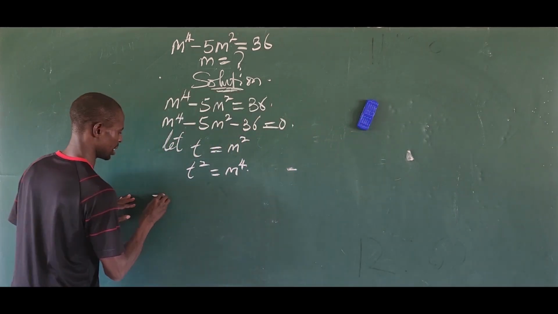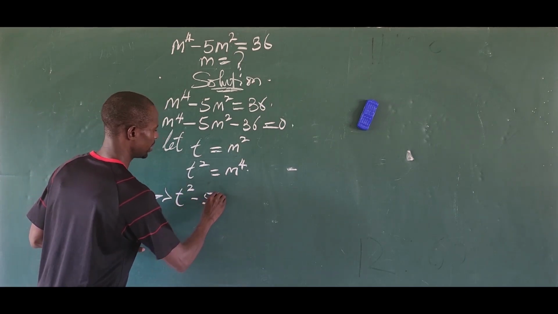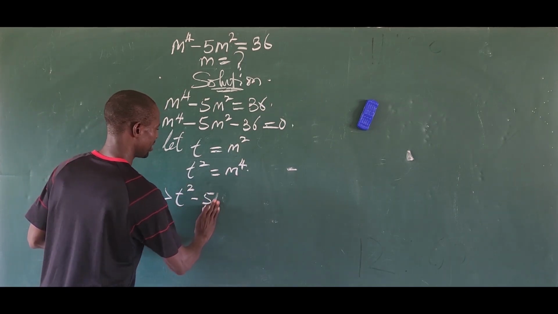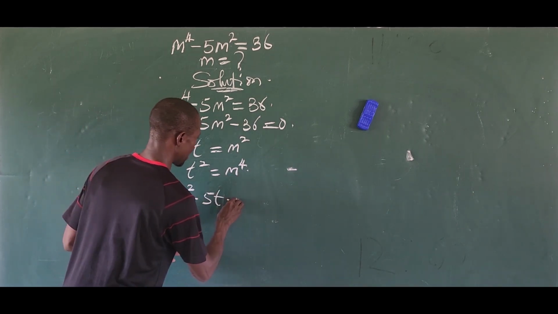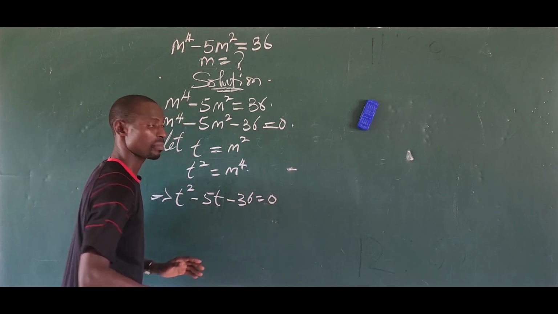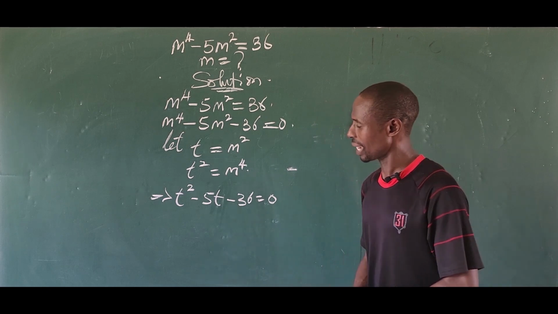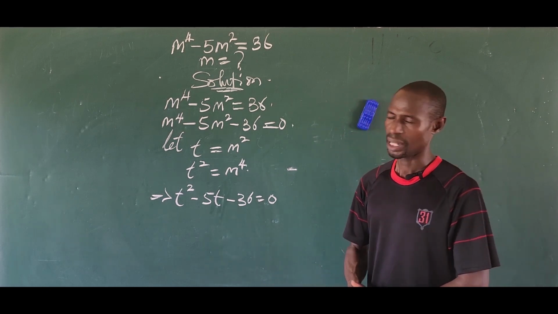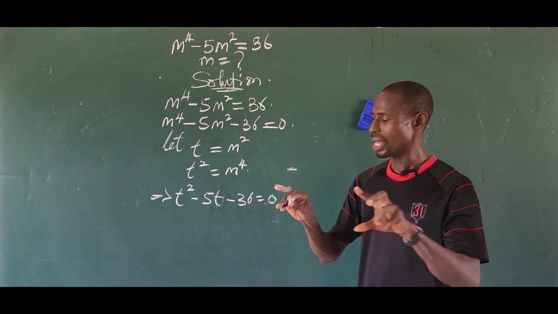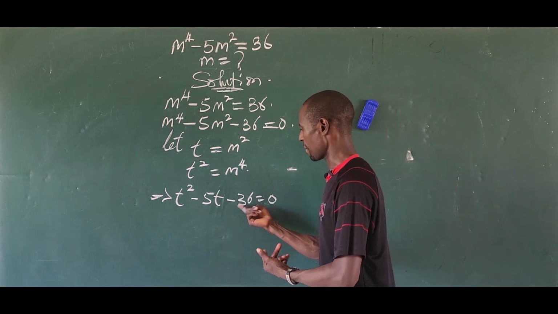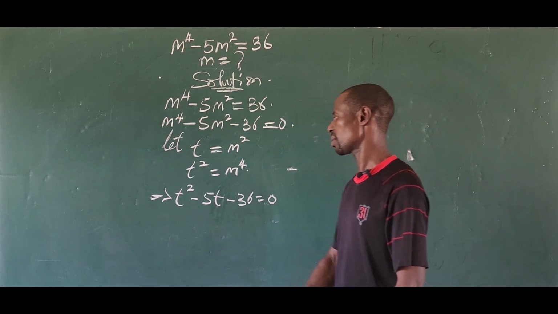So rewriting this expression, this now implies t to the power of 2 minus 5t, then minus 36 equal to 0. So what kind of equation is it? This is a quadratic equation, right? In t. So we can use the factorization method to solve this. And how do I mean? We think from the factors of 36, two numbers that when we multiply together will give us minus 36, and their summation will give us minus 5.